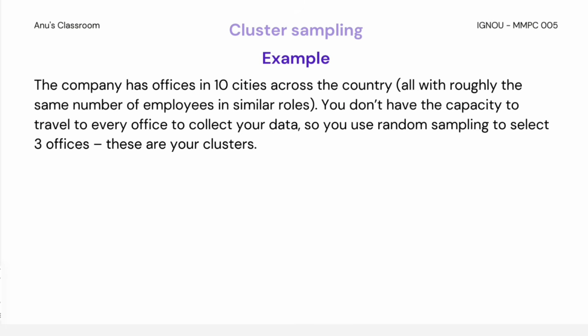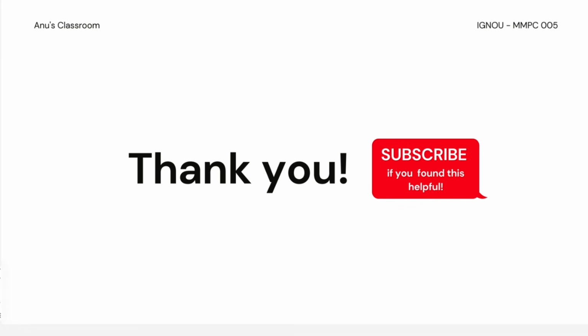Okay, yeah. So, for example, if a company has offices in 10 cities across the country, then we may not be able to go and collect data from all these 10 cities. So what you will do is select randomly 3 offices that are near to you, and that will be your clusters. Okay, those will be your representative clusters, and you will go to these 3 offices and collect your data, and then you will train on the entire data based on this sample you have selected. Okay, so those are the 4 different probability sampling methods and their types.